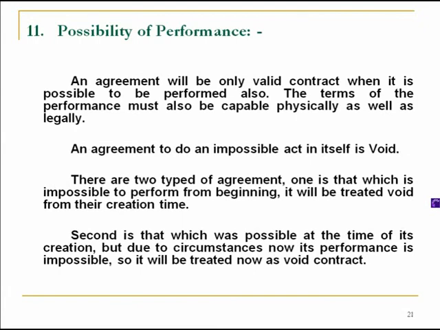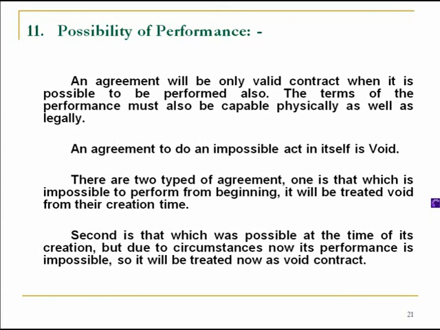Next, the last essential element is possibility of performance. An agreement will be a valid contract only when it is possible to perform. If you make an agreement which is not actually possible to perform, that will never be a contract. And here you require performance physically as well as legally. If you are able to physically perform it but it will never be applicable in front of law due to unlawful objectives or unlawful consideration, it will never be deemed as performance.